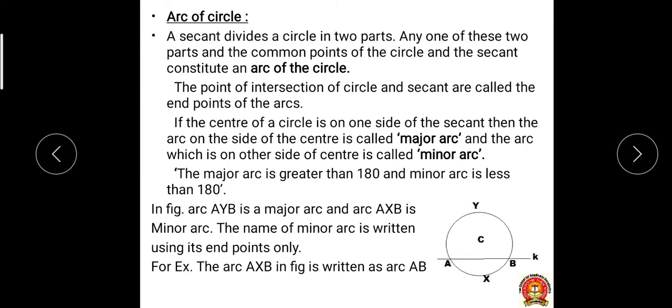The name of a minor arc is written using the end points only. If you have to write the minor arc, you can use just the end points, meaning arc AB. You can write arc AXB as arc AB also. But remember, for the major arc it is compulsory to use three vertices. Again I am repeating, for writing the major arc you have to use three vertices.